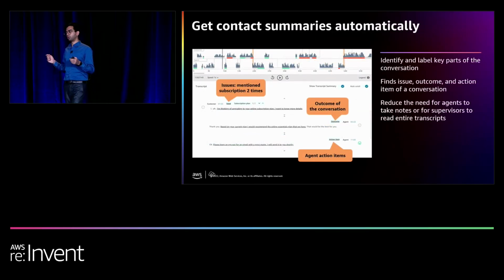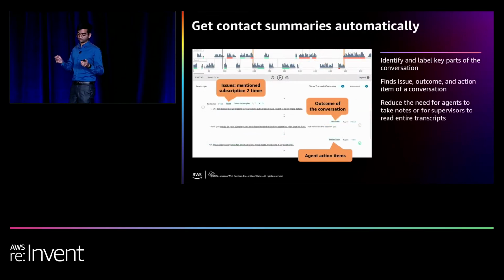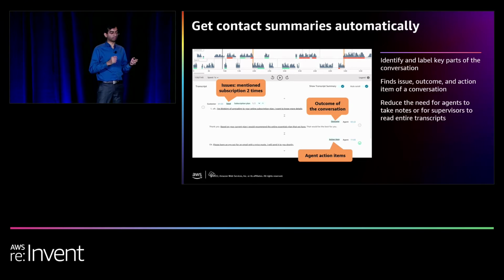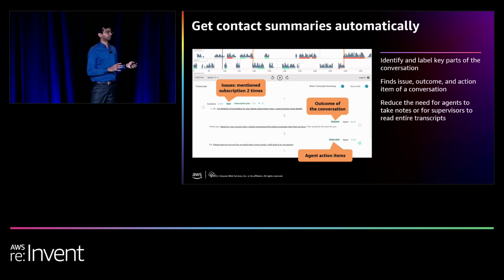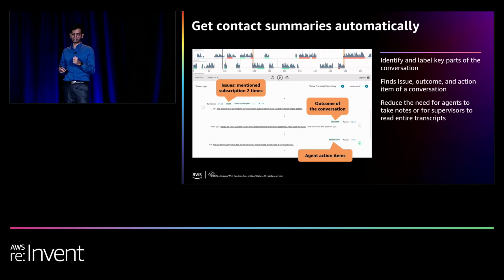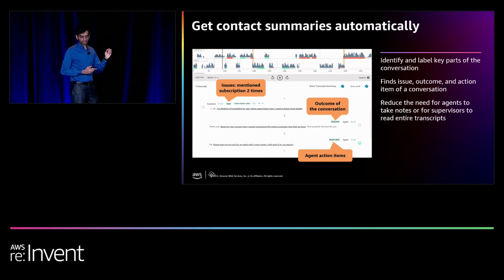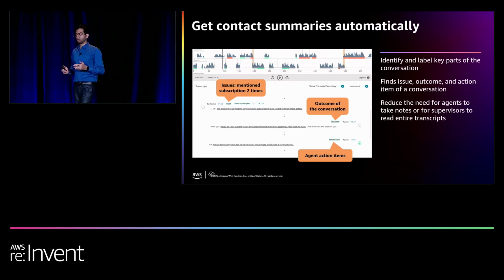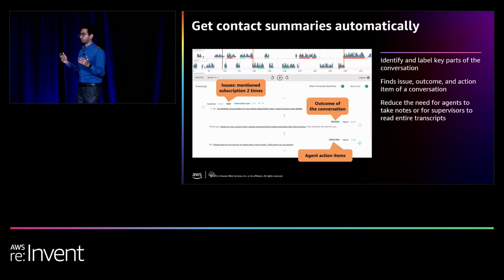As a part of our automated contact summarization capability that I alluded to a little earlier, Contact Lens uses machine learning to automatically identify key parts of the customer conversation. Once Contact Lens has completed this identification, it assigns a label for each component, and it tags it within that particular conversation. Now, you may ask, what are the three key components that we're talking about here?